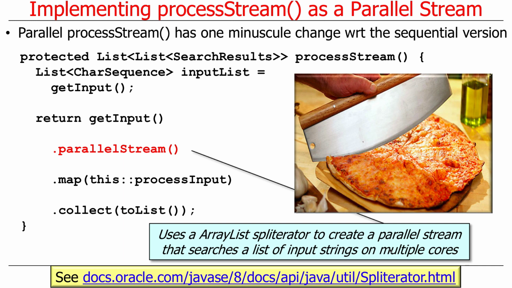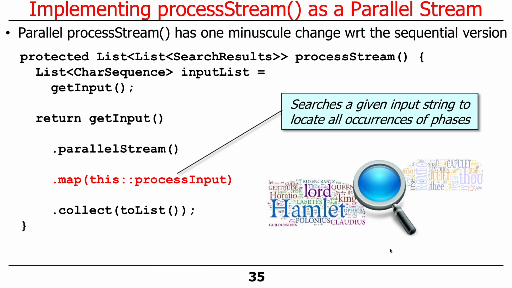So we have this call up here, getInput, which will give us back an ArrayList of CharSequences or strings. And so parallelStream is going to use the ArrayList spliterator to make a parallel stream that will be used to search the lists of input strings in parallel on multiple cores. It's going to chop this stuff up, and then each of the slices created by the ArrayList spliterator will be fed to the fork join pool and used to run in parallel. This takes a given input string, like Hamlet, and calls processInput on it, which will then find all the phrases in that. We'll look at that in a second.